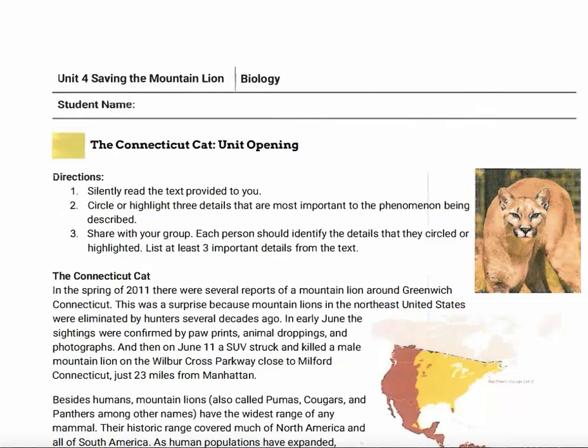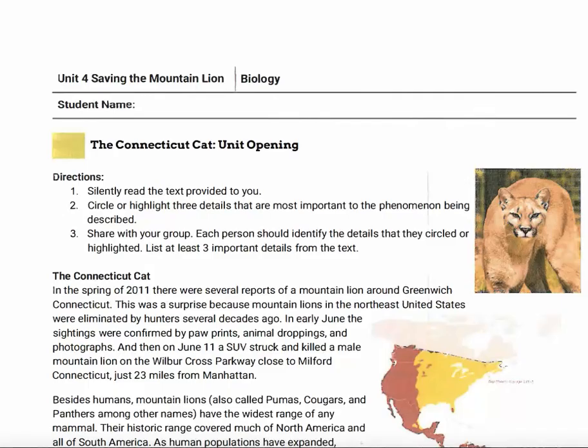Good morning. This is the introduction to our new unit. Unit 4 is called Saving the Mountain Lion, and you should have this introductory document in front of you along with two others that we're going to be using today.